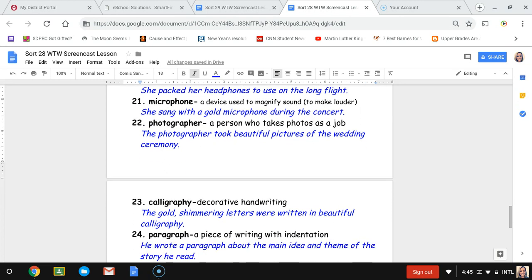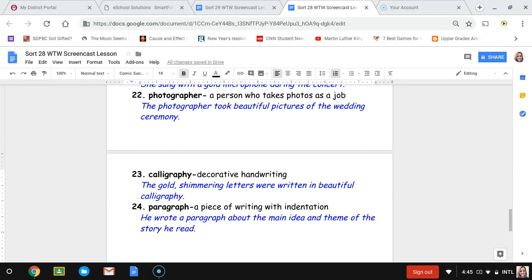Okay. Number 23, calligraphy. Calligraphy is decorative handwriting. A lot of times you would use calligraphy when writing fancy letters, or if you see signs, sometimes they have been written with calligraphy handwriting. So the sentence I have for calligraphy is, the gold shimmering letters were written in beautiful calligraphy.